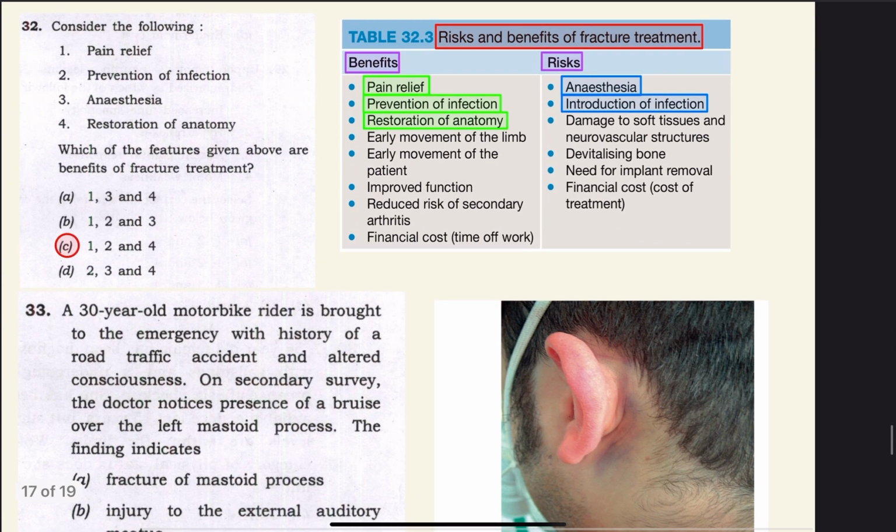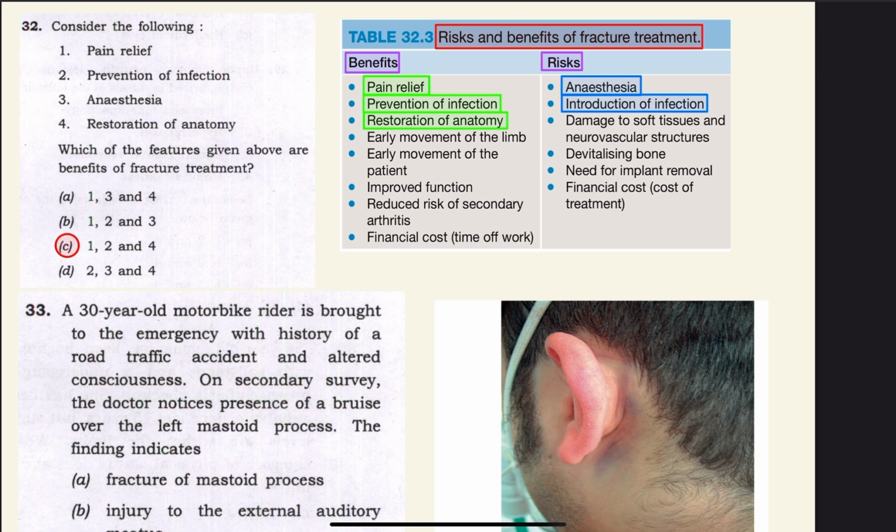Now 32. Consider the following: pain relief, prevention of infection, anesthesia, and restoration of anatomy. Which of the following are the benefits of fracture treatment? This is also from the table of Bailey.